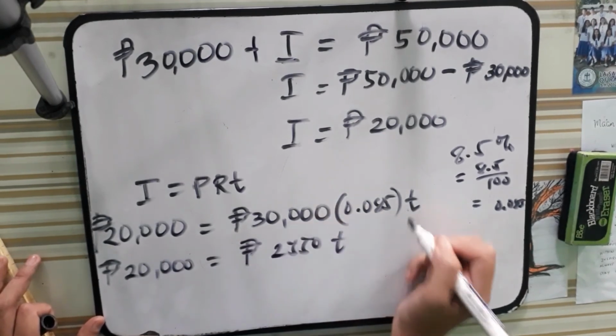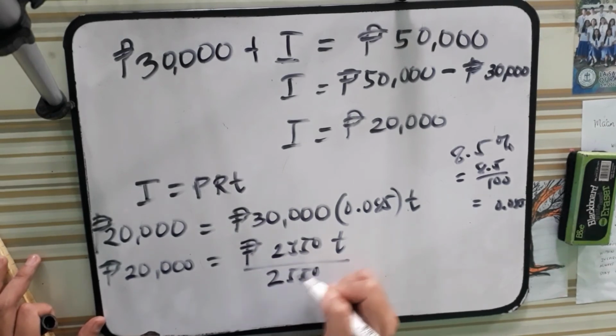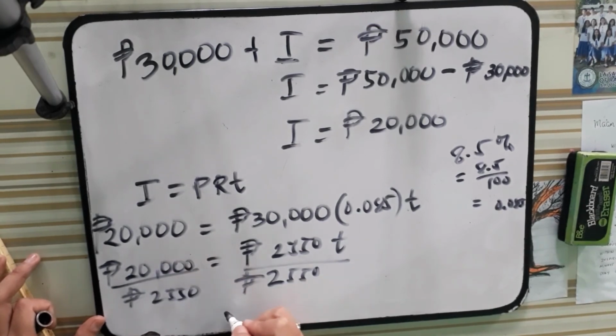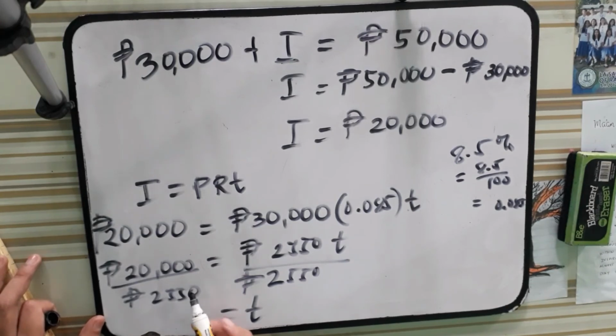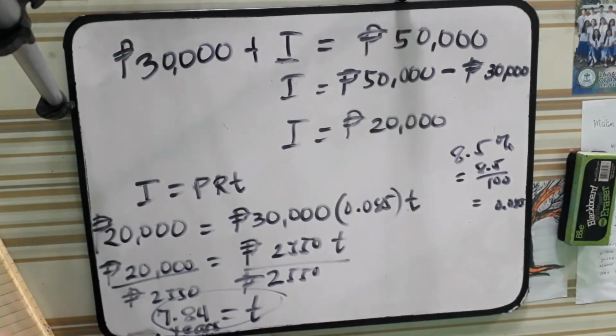2,550 times T. Then, we need to divide both sides by 2,550 pesos in order for us to get the time. So the answer for this one is 20,000 divided by 2,550, which is equal to 7.84 years. So this is what it takes to get that 50,000 pesos.